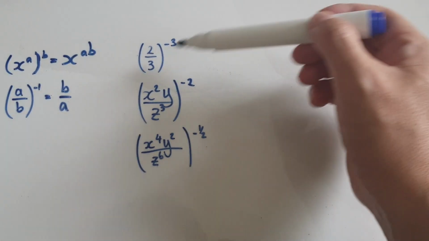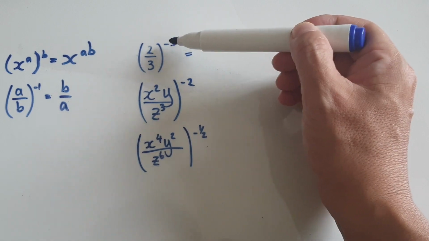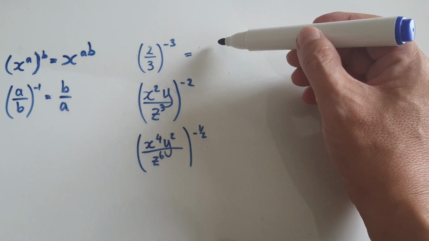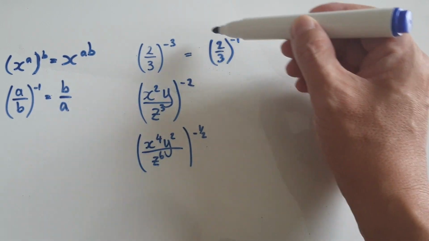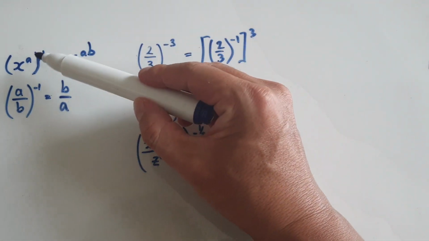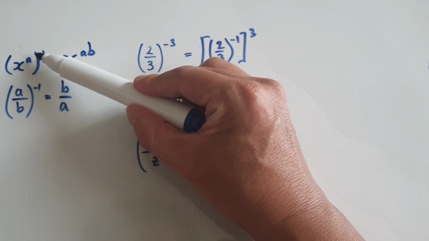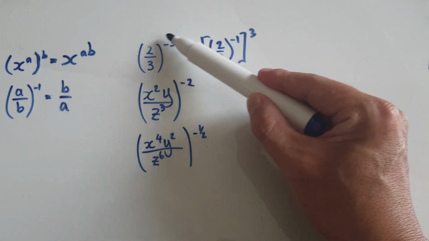Let me give you some examples. So let's try and evaluate this. Anytime you see to the power of a negative, extract the negative 1 from this negative 3. So for example, 2 over 3 to the power of negative 1 to the power of positive 3. Because whenever you have x to the power of a to the power of b, you would simply multiply the two indices. Now, if you multiply the two indices here, it will then give you negative 3.